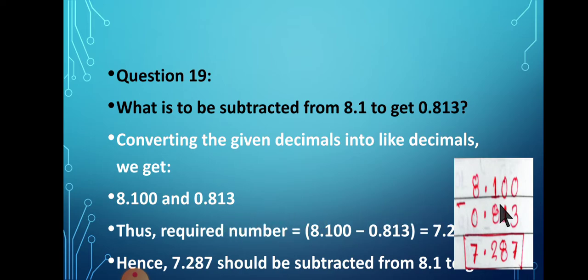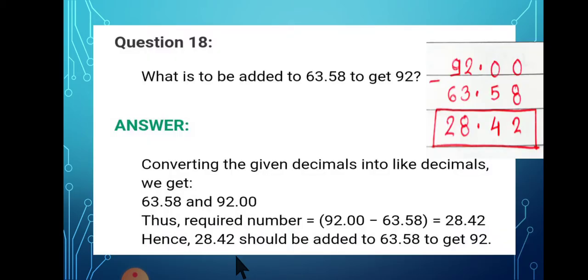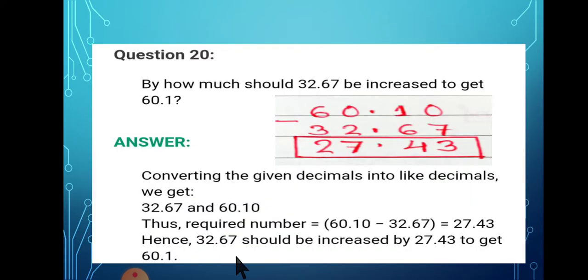0.813, and we will subtract: 10 minus 3 is 7, 9 minus 1 is 8, 10 minus 8 is 2, and 7 minus 0 is 7. So 7.287 should be subtracted from 8.1. Then let's see the next question.